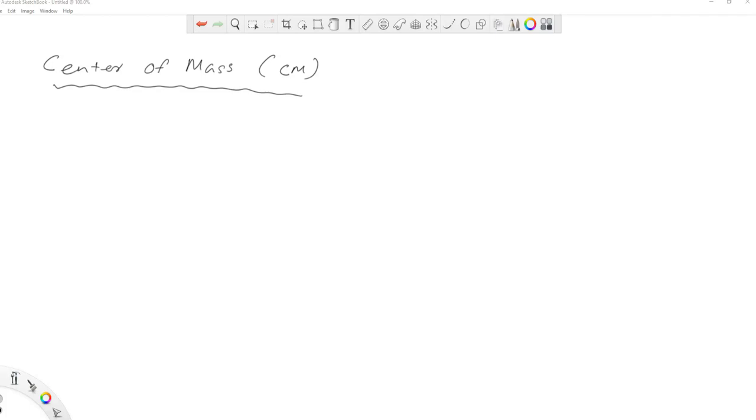Okay, hello everyone. Today's topic is center of mass. In shortened form, we say CM. You might already know what center of mass is. It's a common term we use sometimes in day-to-day life as well. Center of mass and center of gravity are two things that are closely related.